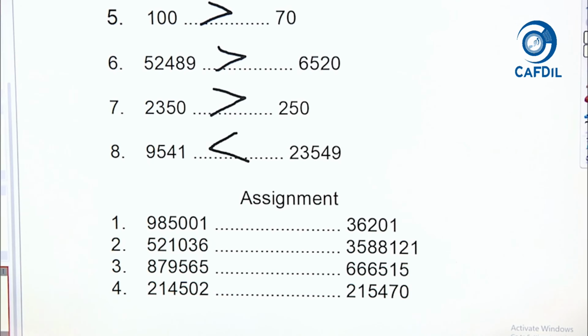Quickly get your book and then you copy the assignment in. Compare the numbers using greater than, less than, or equal to sign. For you to remember, I want you to write this on top. Compare the following numbers using greater than, less than, or equal to sign. When you are done, you write these. You have just 4. 4, yes, just 4.